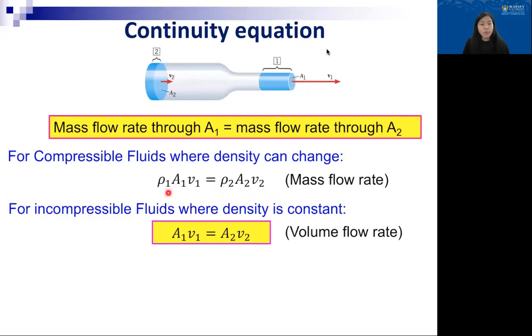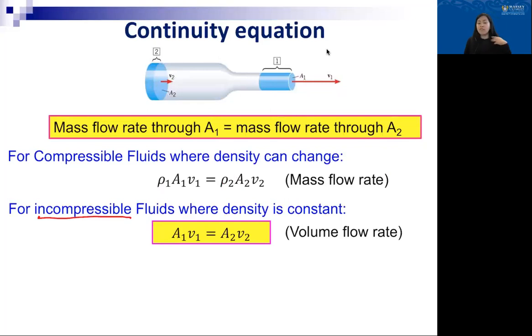Okay, for fluids where the density can change, the density at cross-sectional area A1 can be different to the density at cross-sectional area A2. But for most fluids, the density is constant, right? If water comes into this part of the pipe, it's also the same water that comes out of this part of the pipe. And the density of water is the same regardless of whether it's in a narrow part or in a wide part of the pipe. So we call those fluids incompressible.